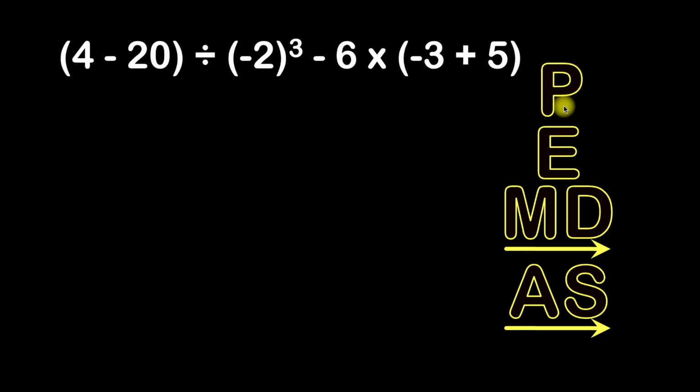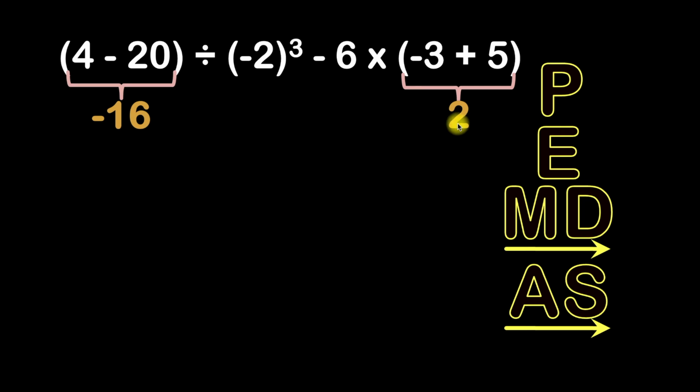P, which stands for parentheses. I have one set of parentheses here, which is 4 minus 20. That gives us negative 16. So I'll put that underneath, and then I'll look for any other parentheses I may have. I also have negative 3 plus 5. And negative 3 plus 5 is positive 2. So I'll put that right under this part of the expression.